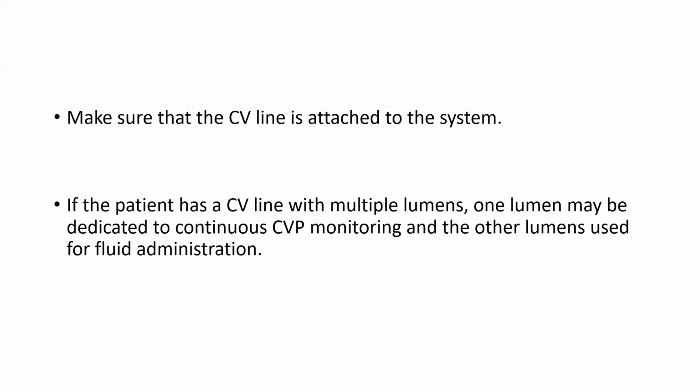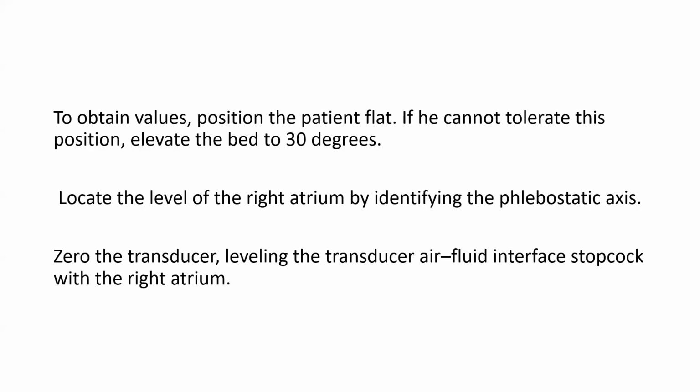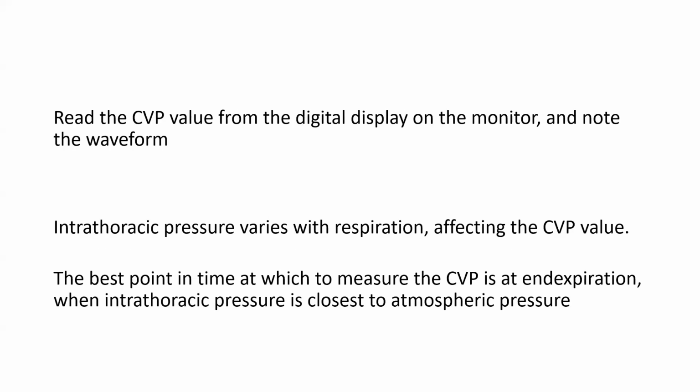So make sure that the CV line is attached to the system. If the patient has a central venous line with multiple lumens, one lumen may be dedicated to continuous CVP monitoring, and the other lumen may be used for fluid administration. So to obtain the values, position the patient flat, and if the patient cannot tolerate this position, then elevate the bed to 30 degrees. Then locate the level of the right atrium by identifying the phlebostatic axis. Then zero the transducer and level the transducer air-fluid interface stopcock with the right atrium.